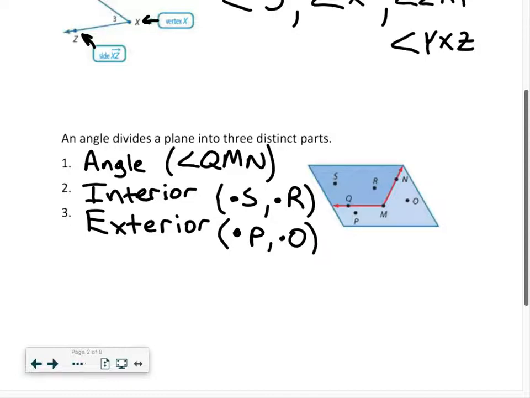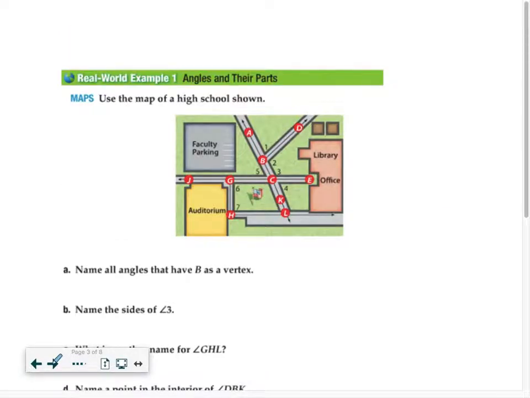Okay, so those are the three parts of an angle. Use the map of a high school shown. Name all angles that have B as a vertex. So I'll use the numbers here. That's my favorite way to name angles.